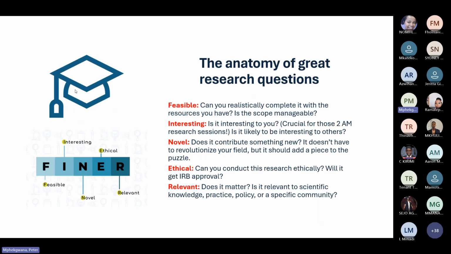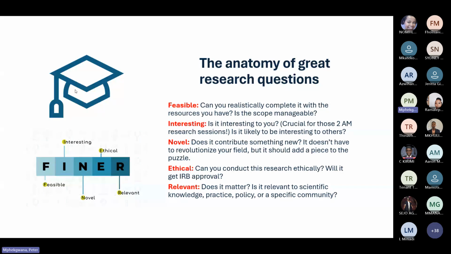Then these are some of the anatomies of great research questions. Your research question has to be visible, interesting, and we need to see novelty. Your research has to bring novelty. Again, it has to be ethical. Your research has to be relevant, because if you are doing research and I pose a question, whatever you're doing, does it matter? Some people get offended, even professors. When they present, we ask them, does it matter? Is it important? Is it a problem?